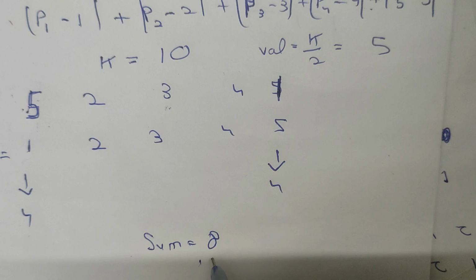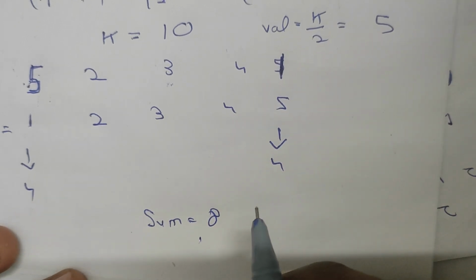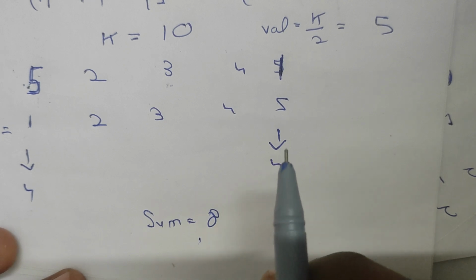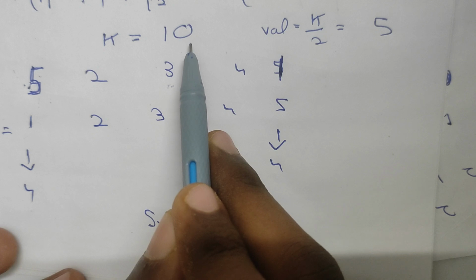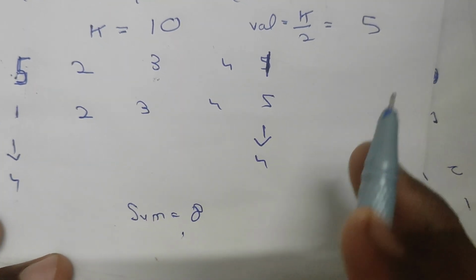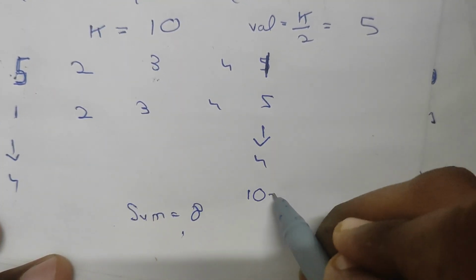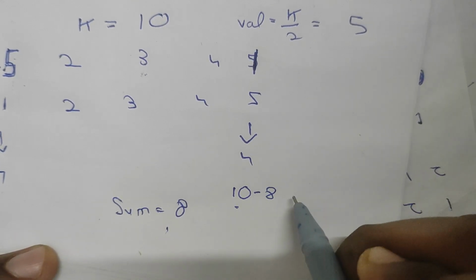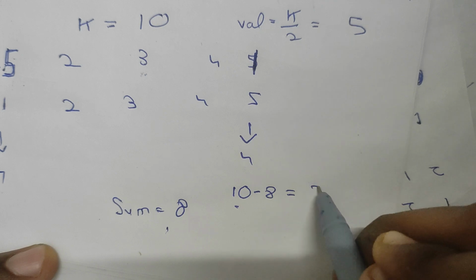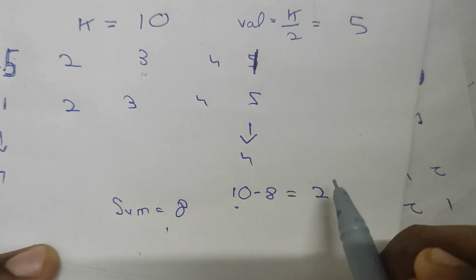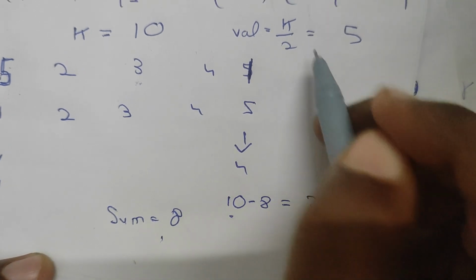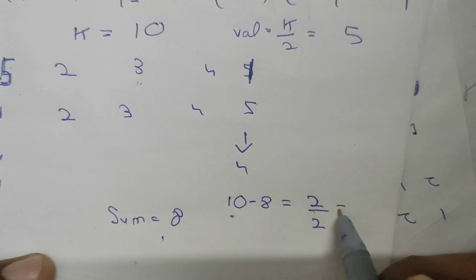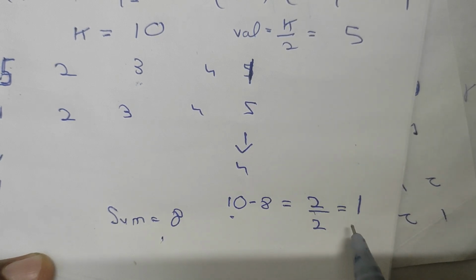So we got the sum as 8. What is the remaining sum that we need? The total sum that we want is 10, and the sum till right now is 8. So the remaining sum that we want to get is 2. I will do the same operation: I will divide by 2, and 2 by 2 is equal to 1.